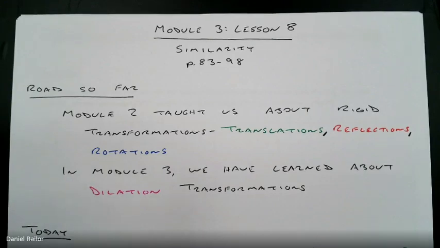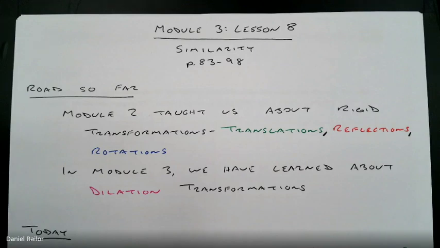We have finished the mid-module assessment for Module 3, and we're ready for the last half of this module. So this starts with Module 3, Lesson 8, called Similarity. And so you'll need pages 83 through 98 of your workbook. So make sure you have those with you. Make sure you have the materials that we use for math with you as well.